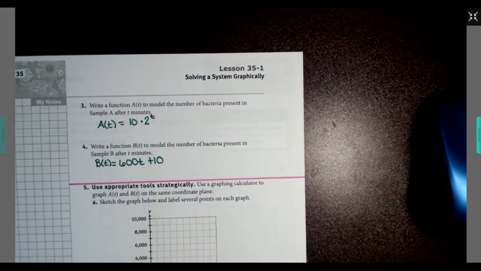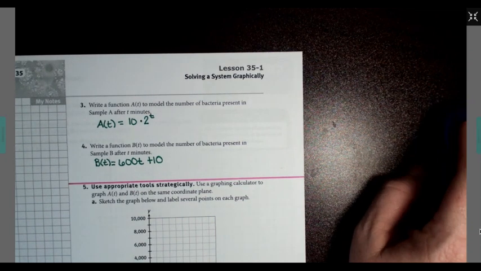Go ahead and take a moment to write down questions 3 and 4's answers. And then we're going to get a debriefing question on the next slide. And then we'll move to questions 5 and 6.